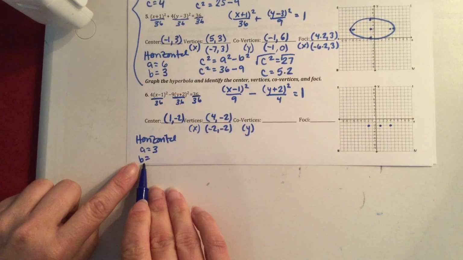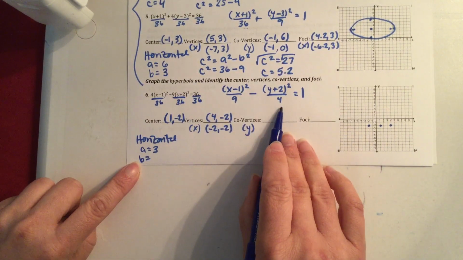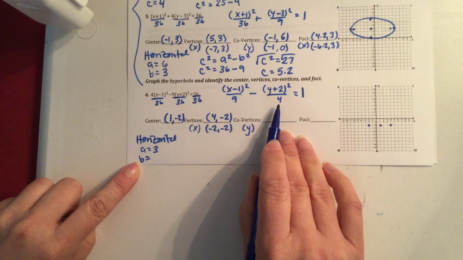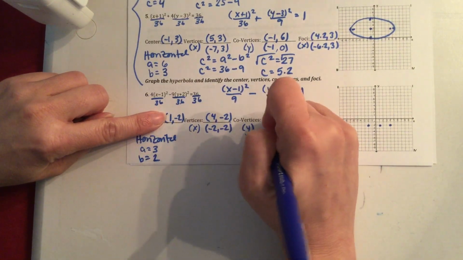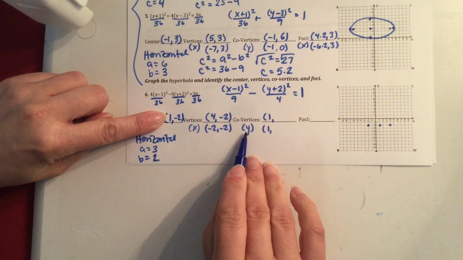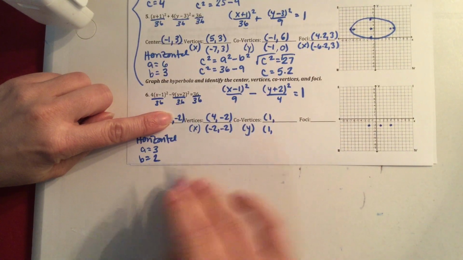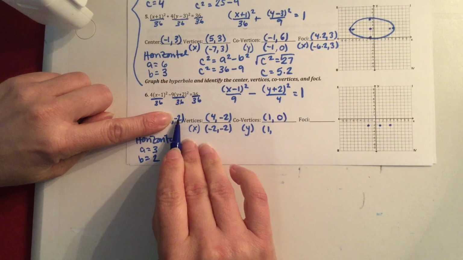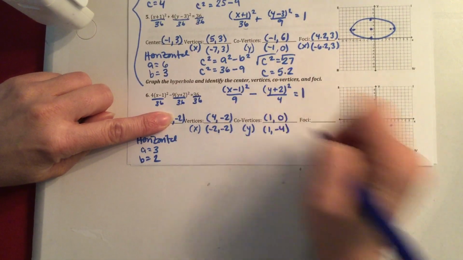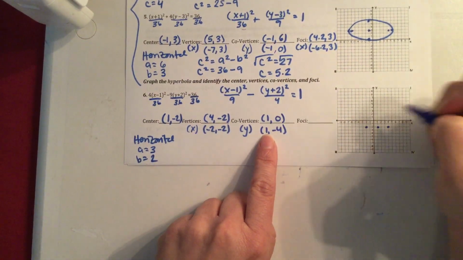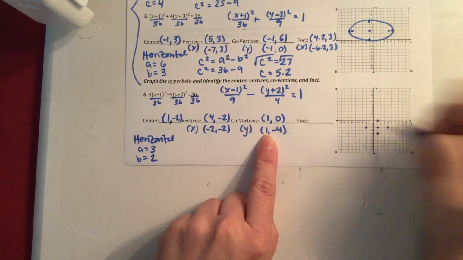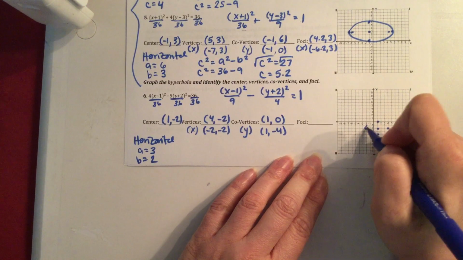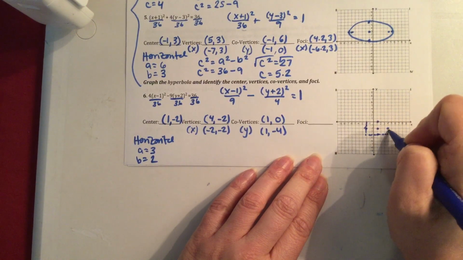I need to know the value of b. b is the square root of the second fraction. The square root of 4 is 2. So I'm going to take the center. I keep the x the same this time. Now I take the y. -2 plus 2 is 0. -2 minus 2 is -4. Those are your co-vertices. Go to the right one, stay at 0. Go to the right one, down 4. This is enough to make my fundamental rectangle.